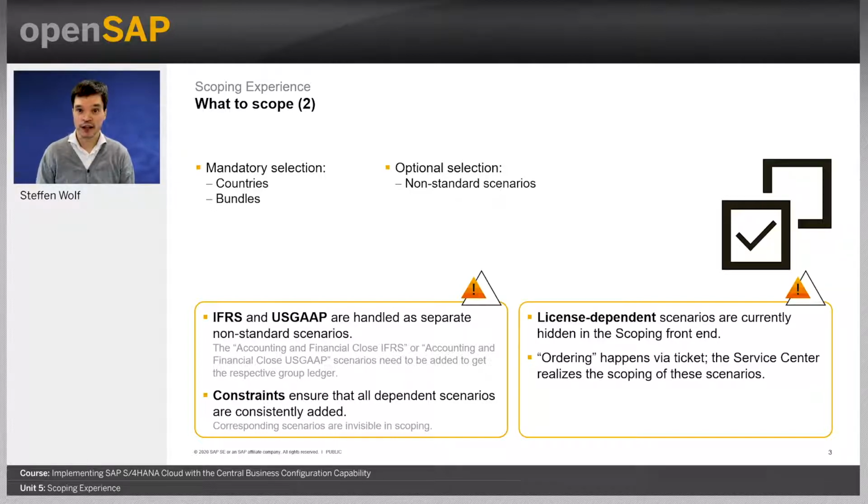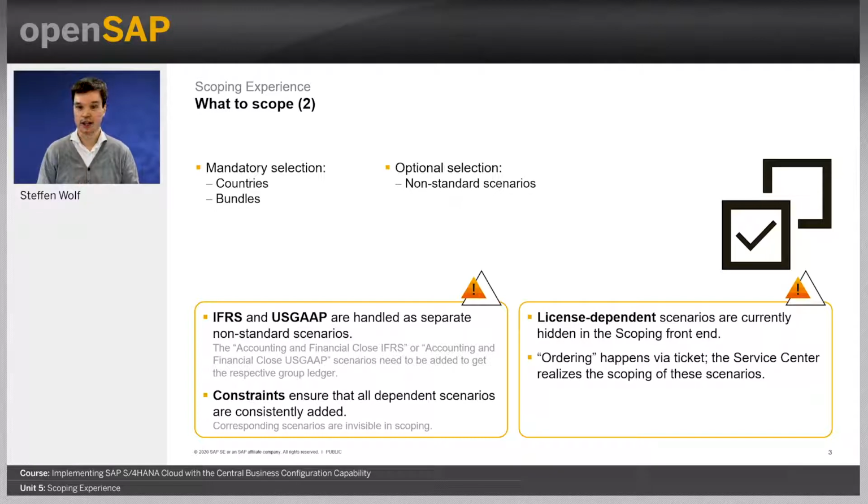There is a special handling of the group ledgers IFRS and US GAAP. They are now handled as separate non-standard scenarios. So this means they need to be chosen by intent, and they are now handled as a scenario. There are constraints behind. This means these constraints ensure that these scenarios are selected consistently. This means either one or the other can be chosen, and the one that is not chosen will then be made invisible on the scoping UI.